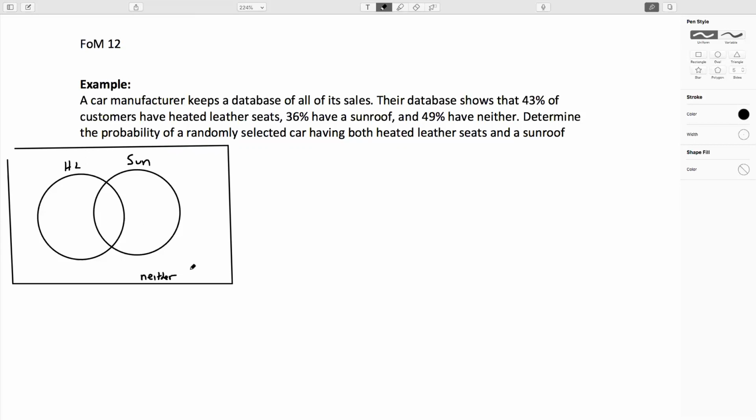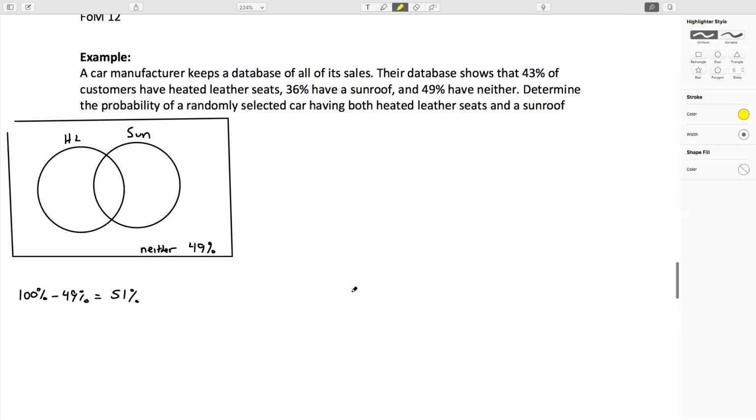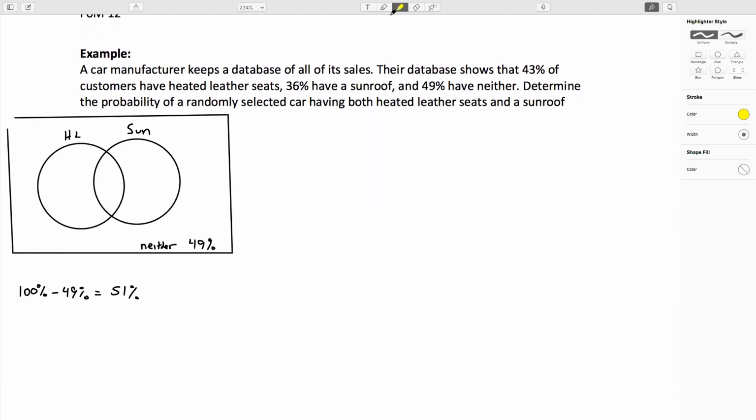So neither is 49%. That tells me that whatever's in this diagram has to represent the rest of the 100%. 100% minus 49% gives us 51%. So I know that this whole Venn diagram has to add up to 51. Okay, that's the key here. So we can now build our equation.